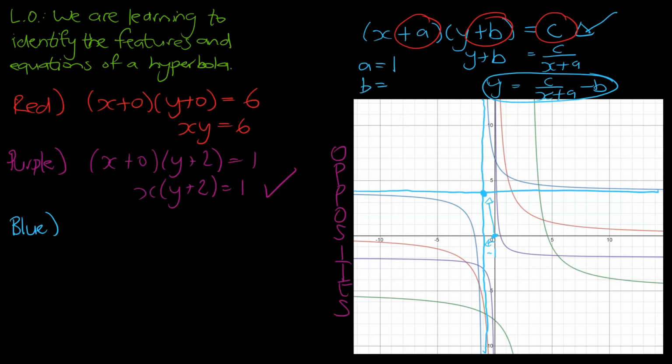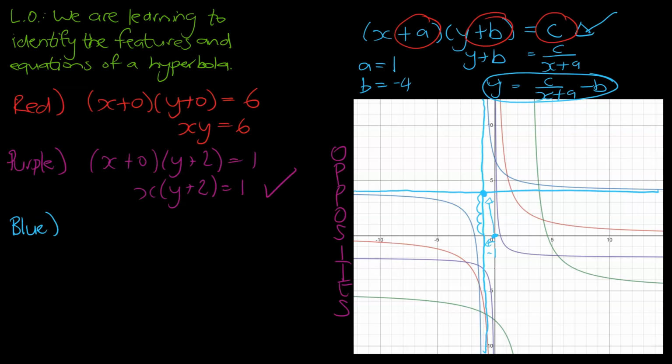We can then have a look at B. B relates to the y-axis. So we can see it's been moved up 1, 2, 3, 4 units. The opposite of +4 is -4. So that means our B value would be -4.